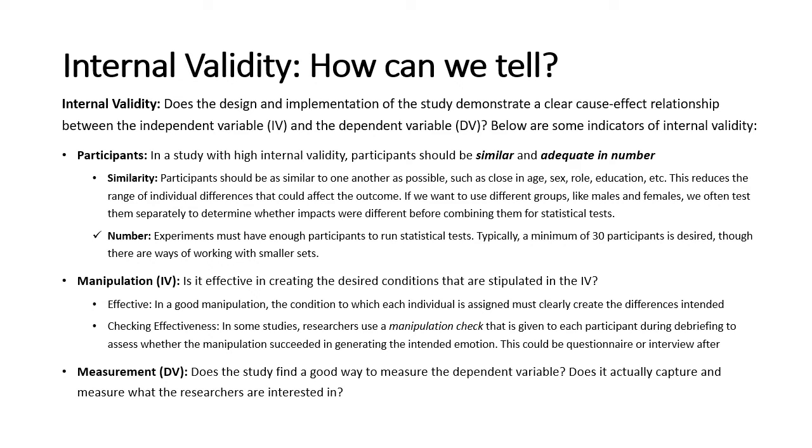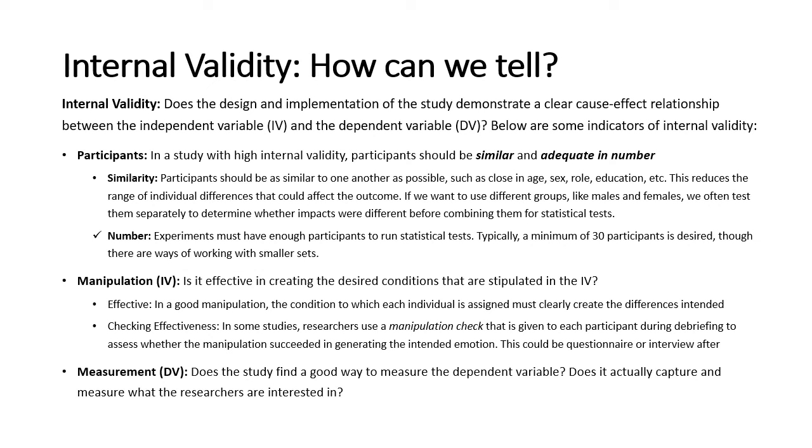So that's the challenge of using heterogeneous groups or groups that have what could be influential differences. And then the second thing we look at is the number. We need to have enough participants to run statistical tests. Typically that number is about 30, and that gives us a normal distribution where we can run statistical tests. If we do have smaller numbers, there are ways of working with this, but ideally you'd have 30.